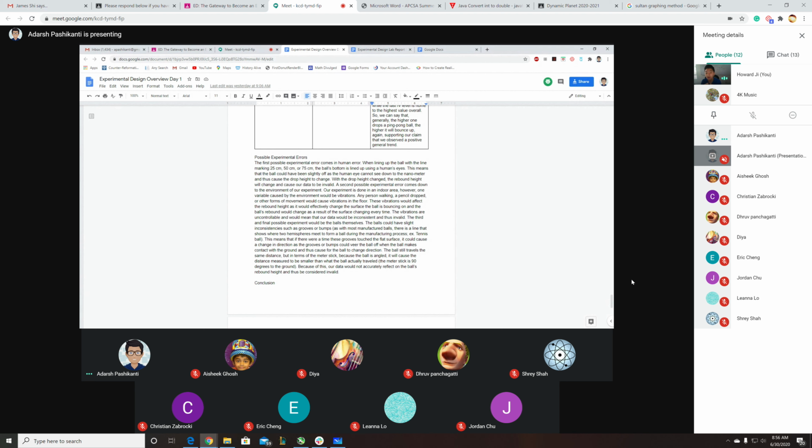The key part to doing really well, as I've said again and again, is to do it step by step. And if you read the vibrations, that's how they cause the data to be inconsistent, because the floor has changes in its surface and therefore a change in rebound height. And then the second one, I just said the ball could have had slight inconsistencies, like grooves or bumps, as with most manufactured balls. The different linings of where it touched the surface mean a difference in height or in how the energy is spread.